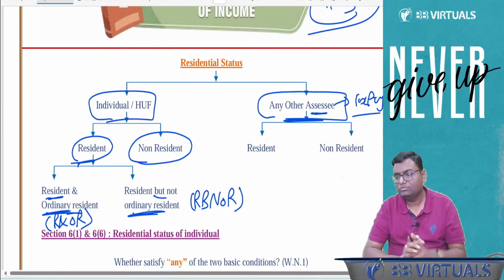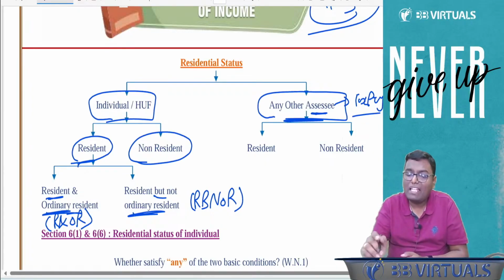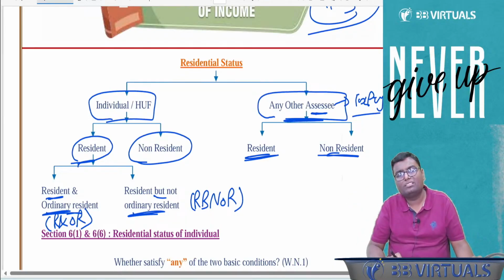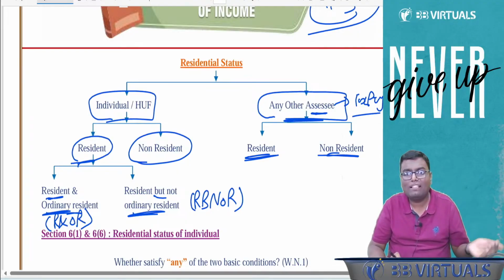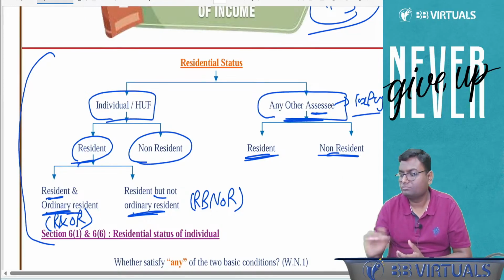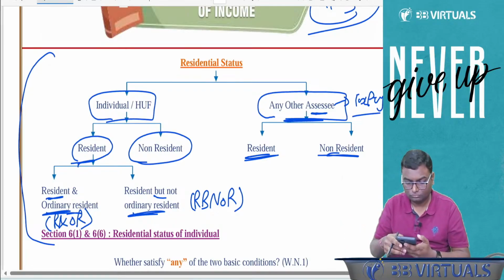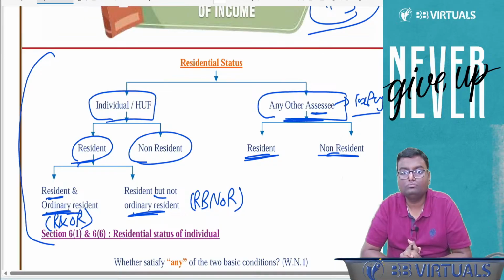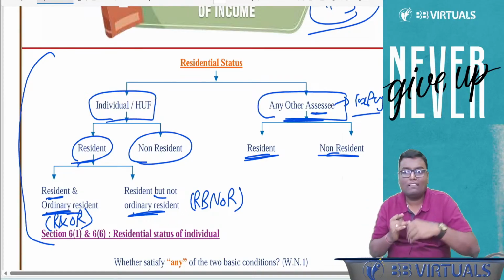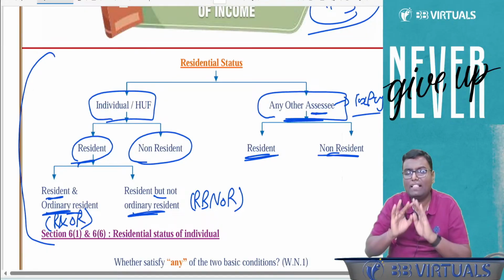But if it is any other person, firm, company, AOP, BOI, AJP, either they can be resident or they can be non-resident, and that's it. There is no further bifurcation. Why there is no further bifurcation, I will explain later on. But as of now, remember either they can be resident or non-resident. Just refer to this once. So individual or HUF, either resident or non-resident. If resident, then resident and ordinarily resident, or resident but not ordinarily resident. And for any other assessee, resident or non-resident. Those are the only two bifurcations.